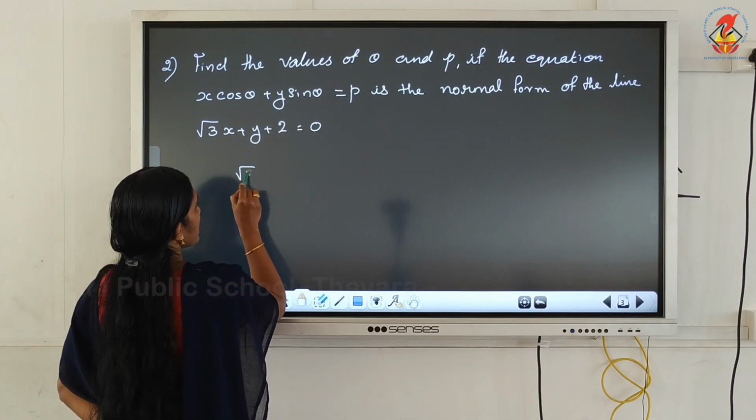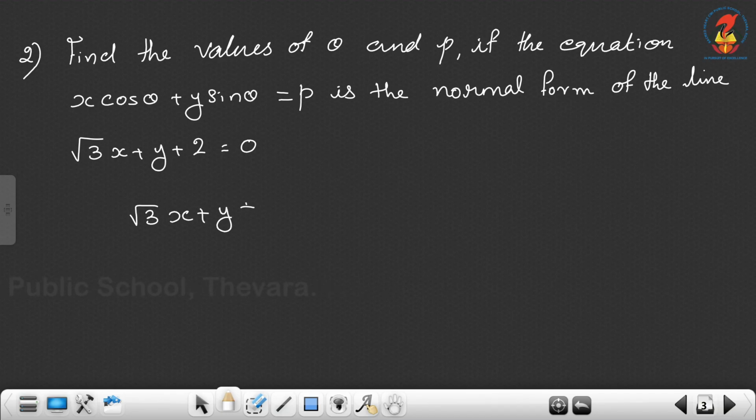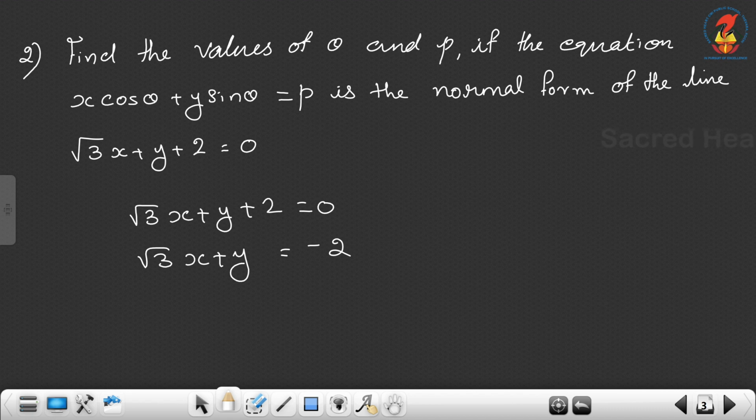So the given equation is root 3x plus y plus 2 is equal to 0. Here p is in the right side, p is the constant, left side only x, y terms. So take 2 to the right hand side. Already this type of question we did in the exercise. So when we take 2 to the right hand side, it is negative, but p is the distance. Distance must be positive. So multiply throughout by negative. So minus root 3x minus y is equal to 2.